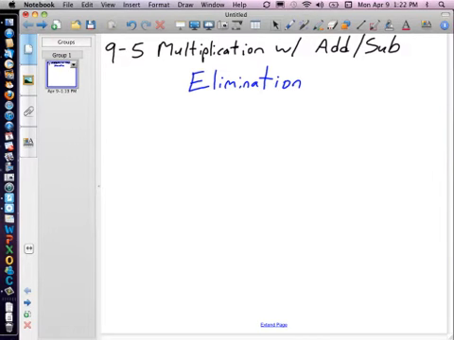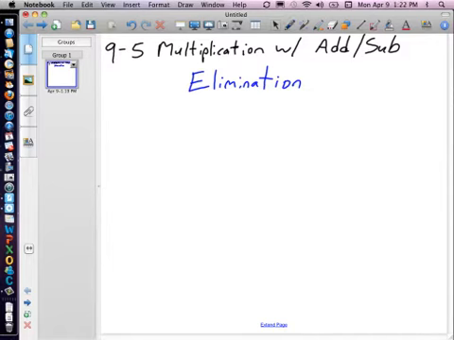Alright, today we have another video on 9.5. It's called the multiplication with addition and subtraction method. It doesn't say this in the book, but again, this is another elimination method. Our goal is to get rid of one of the variables to be able to solve for the other one. So let me show you what I mean there.